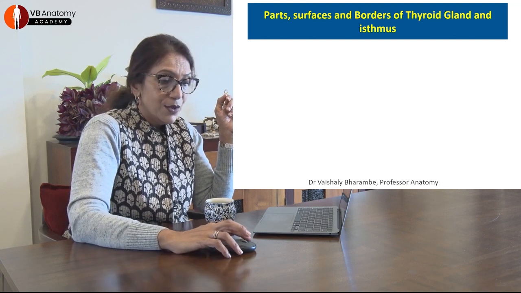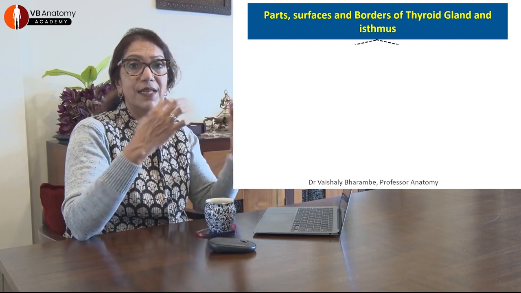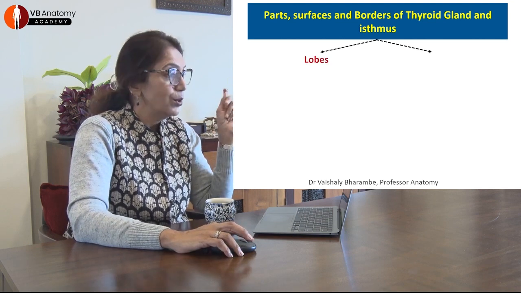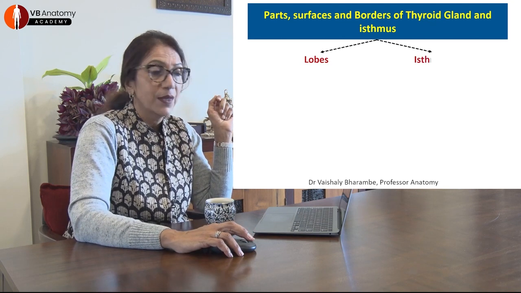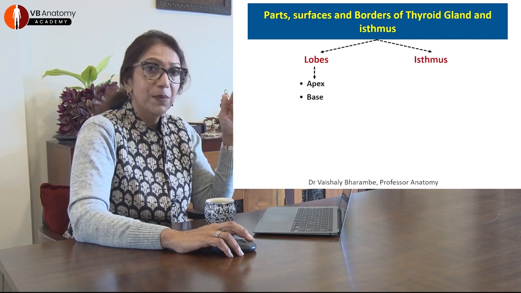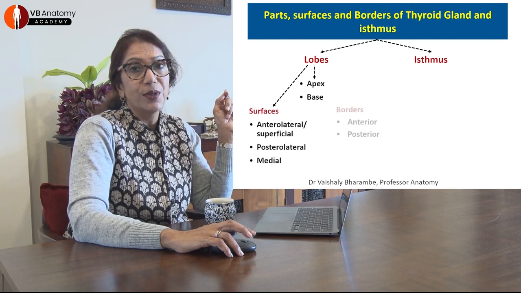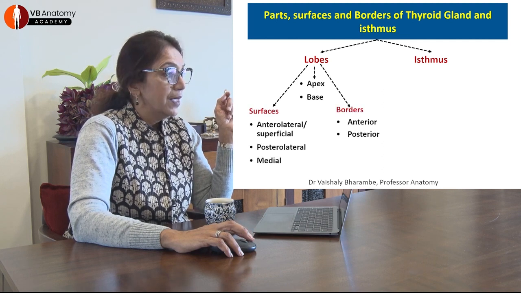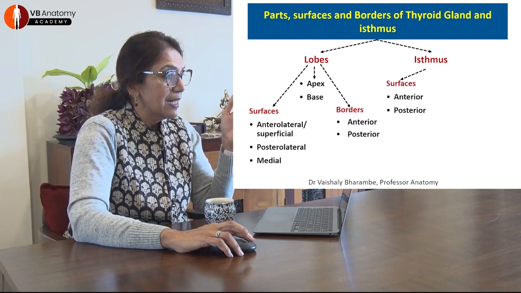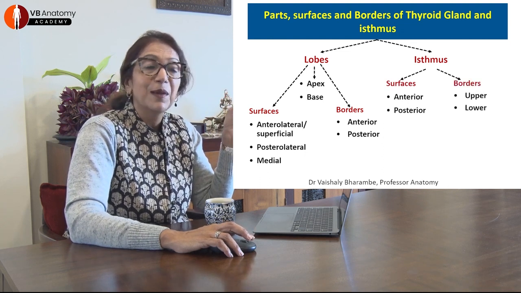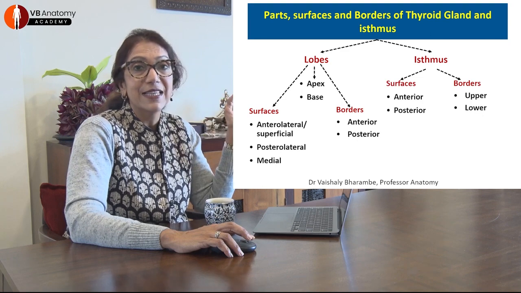Okay? So as you can see, your thyroid gland is divided into two. It has lobes. You know that there are two lobes. And it has isthmus. Each lobe has an apex and a base. It has got surfaces and it has got borders. Okay? Isthmus again has surfaces and it has borders. That looks like a lot, isn't it, to study? Believe me, it's going to go very nice and easy.